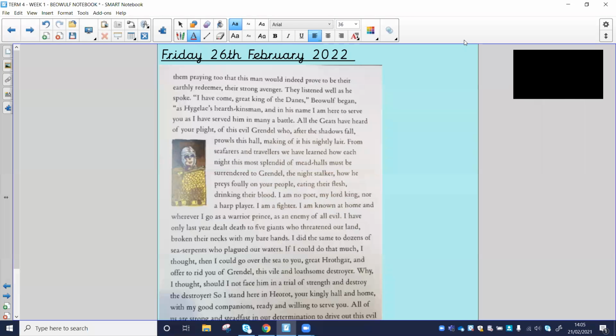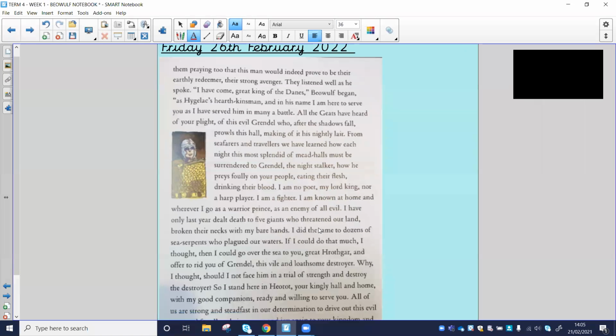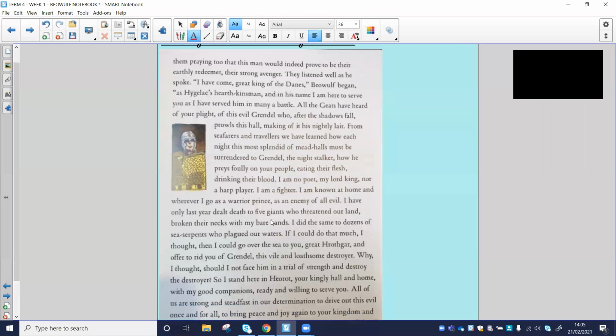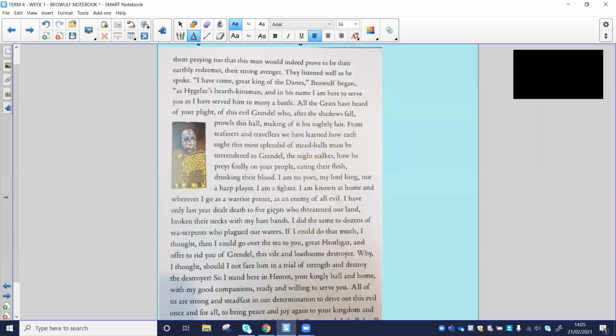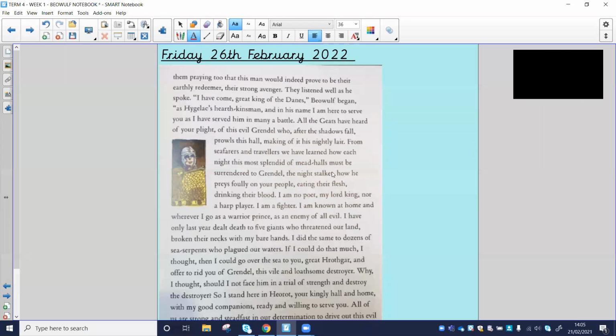Okay, everybody, so last lesson of the week. What you're going to do today is have a little read back of some of these pages from what we read in Thursday's lesson. So I think it's pages 21, 22 and 24. And again, I've got them on here, but I'll also put them separately on the Home Learning Hub. So these 3 pages we're going to be having a read back of.